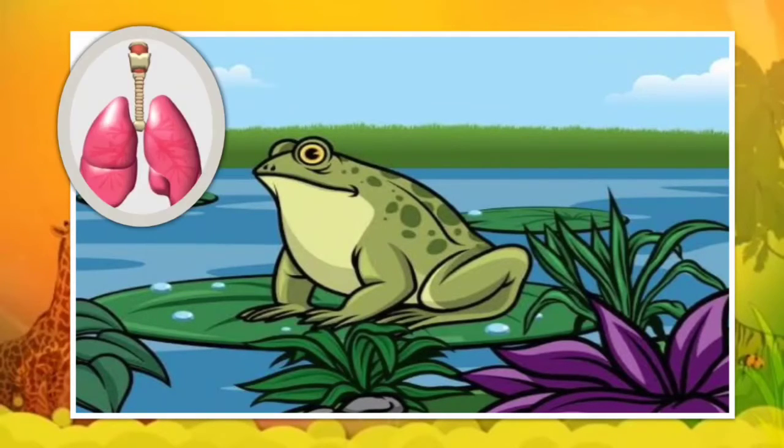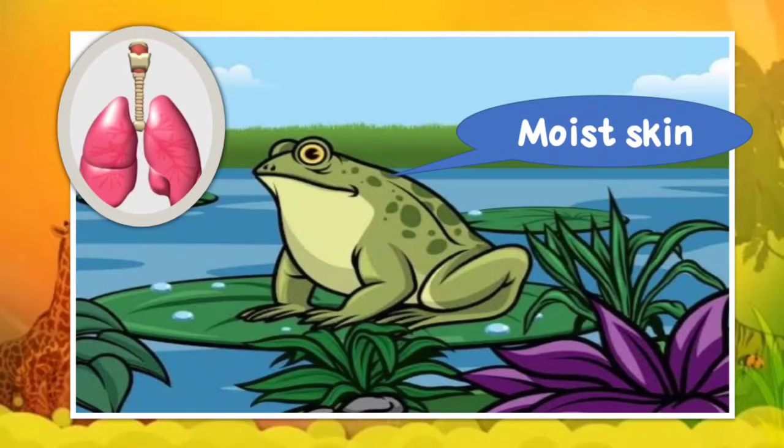These animals have lungs to breathe. While they are on land, they use lungs to breathe. And while they are in the water, they have a moist skin, so they use the skin to breathe in the water. So they use lungs when they are on land, and they use their moist skin, which helps them breathe in the water. That's why they are capable of being in water as well as on land.